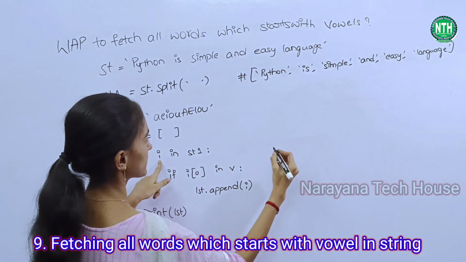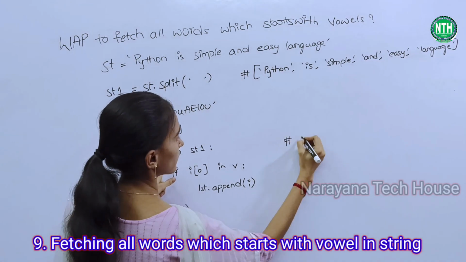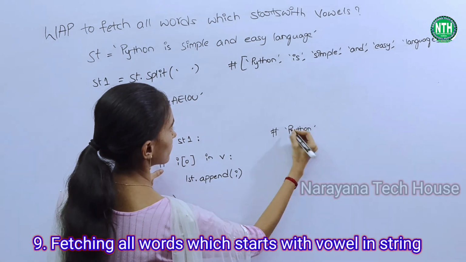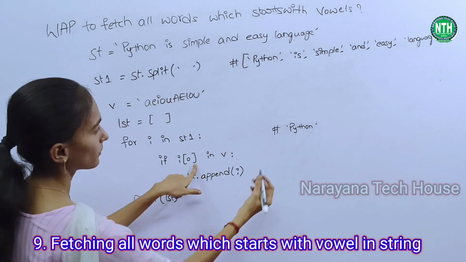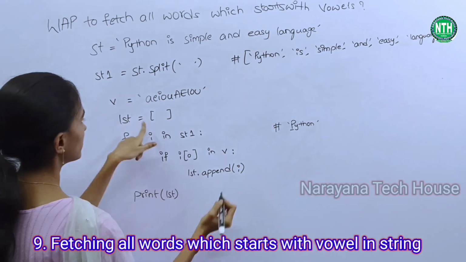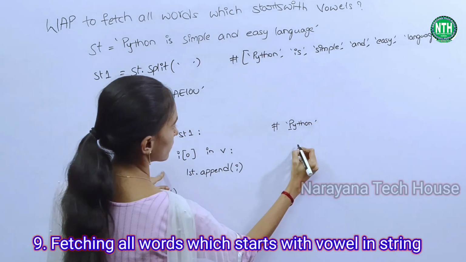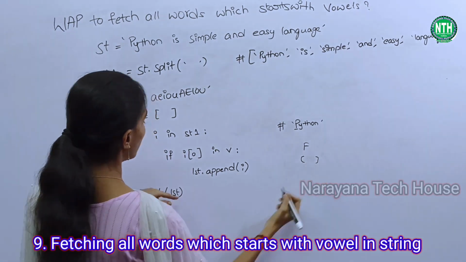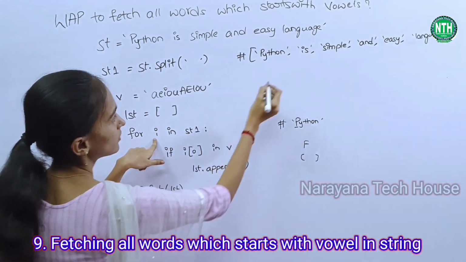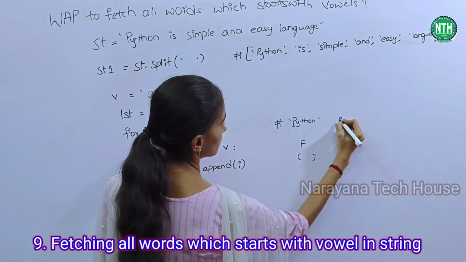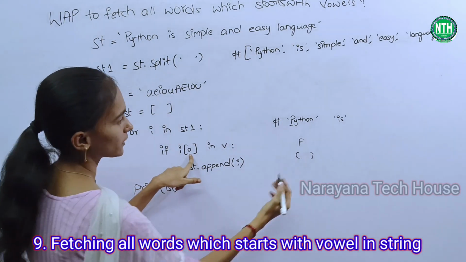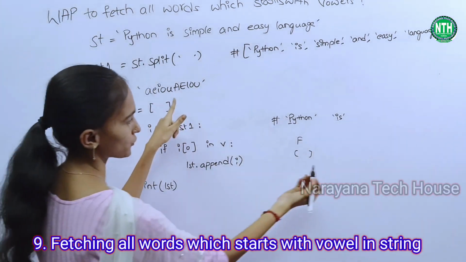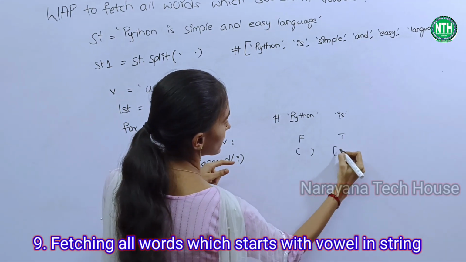First of all, i value means Python. i of 0 means P. P in V, is it true or false? False. So here no appending, empty list. Next time i value is is. i of 0 means i. i in V, is it true or false? It is true. So it is appending.